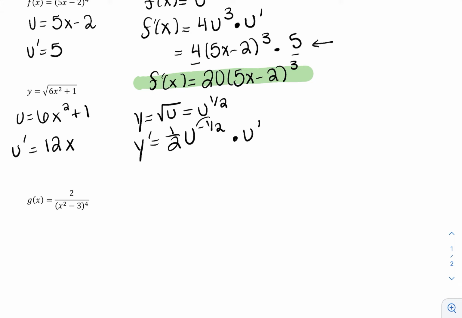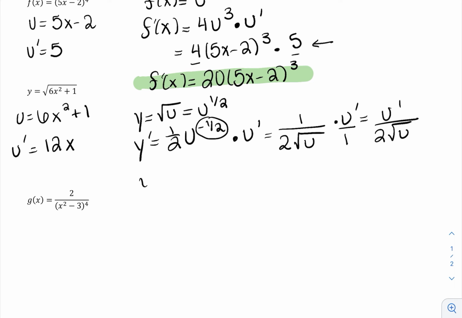Now, because this is a negative power, a negative 1/2, I'm going to bring it back down to be with the 2. So it's going to be 1 over 2. And because it's a 1/2, I can put it back under a square root. So the negative puts it in the bottom, the 1/2 puts it in the radical, times u prime. And actually, remember that this is over 1, so I can just write u prime over 2 square root of u. Now I'm going to put back in everything.